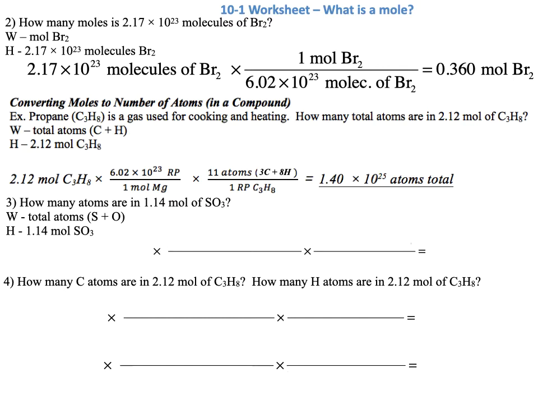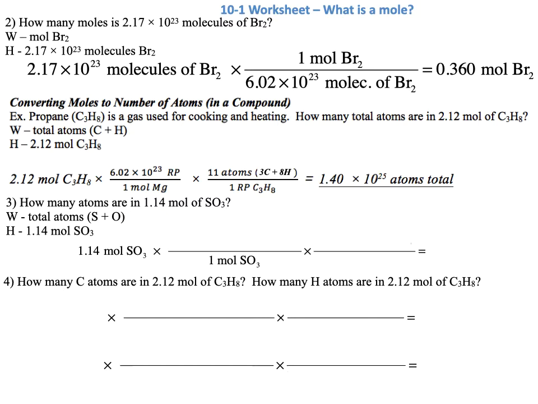So I want total atoms. I have 1.14 moles. So step by step, I put 1.14 moles of SO3 in the front. I'm then going to multiply by something over 1 mole because I want to cancel the moles. The first thing, and always remember this, is that whatever you start with on the left, the next place it's going to end up on the bottom in the denominator to cancel those units.